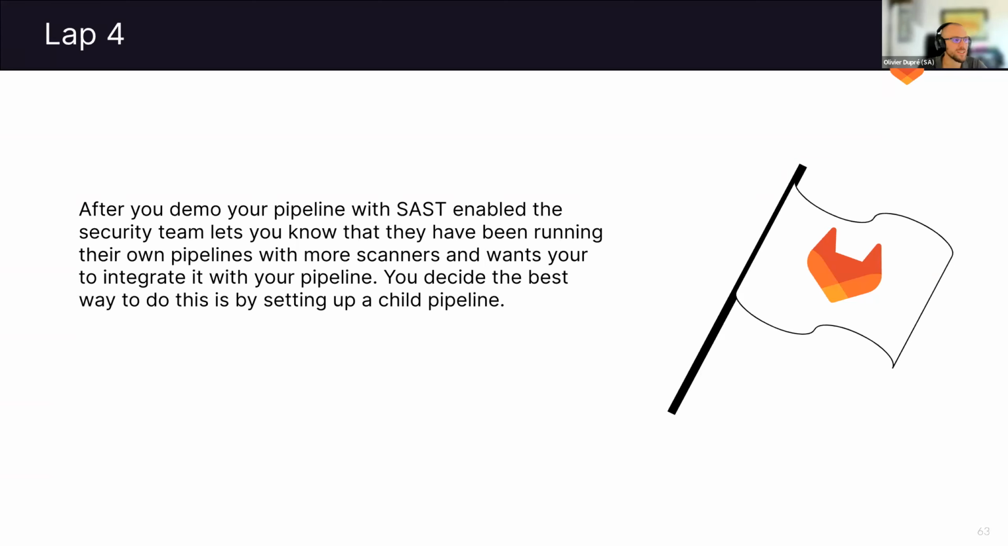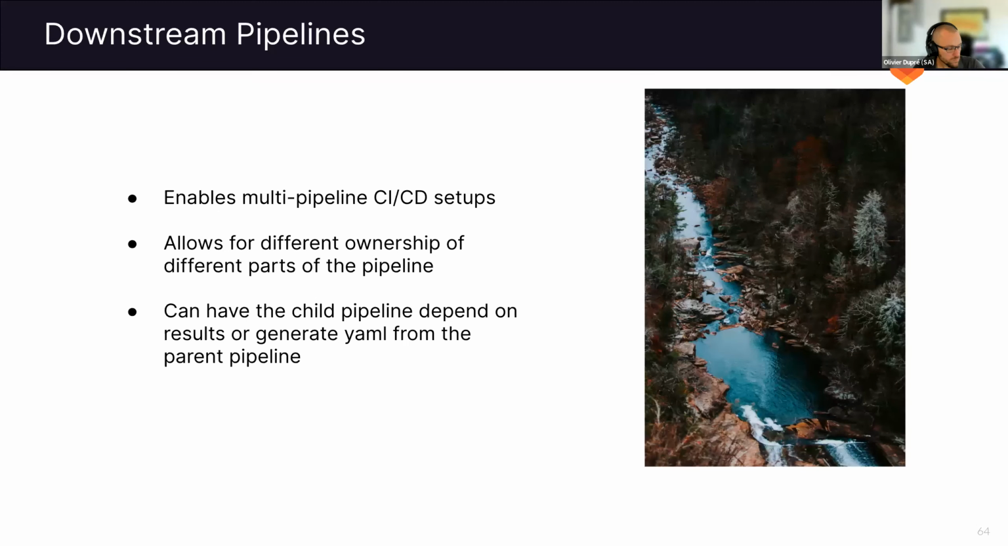But from a workshop perspective, it will not fit in the time frame and add some more complexity. So let's keep things simple and just add the security pipeline as a child pipeline. What is a child pipeline, or we should say a downstream pipeline, actually, because it's either a child in a child-parent relationship or a pipeline from another project which is triggered.